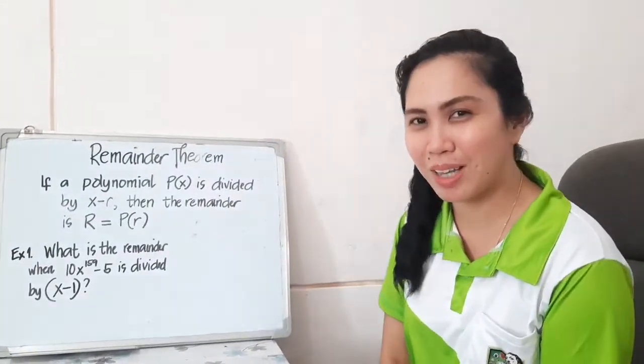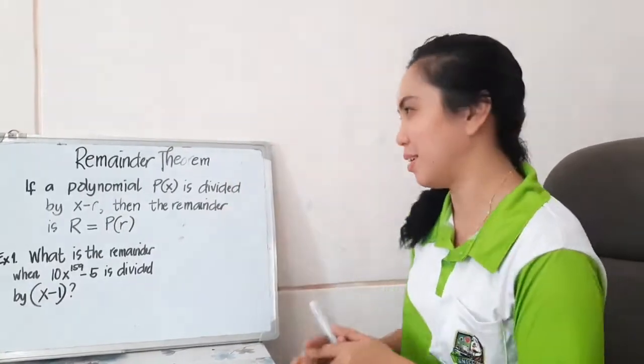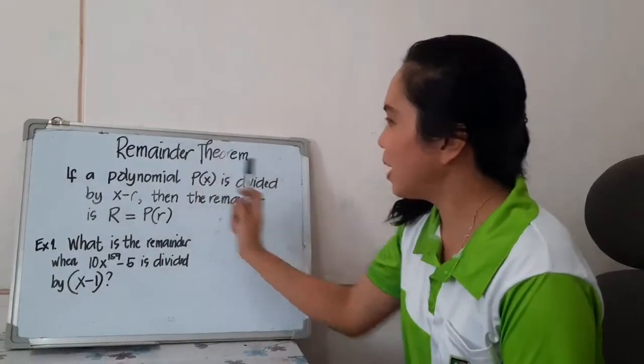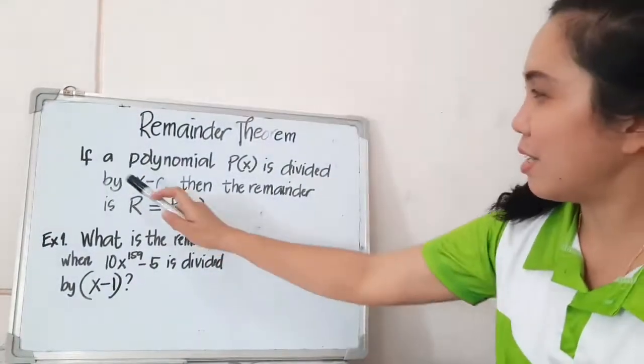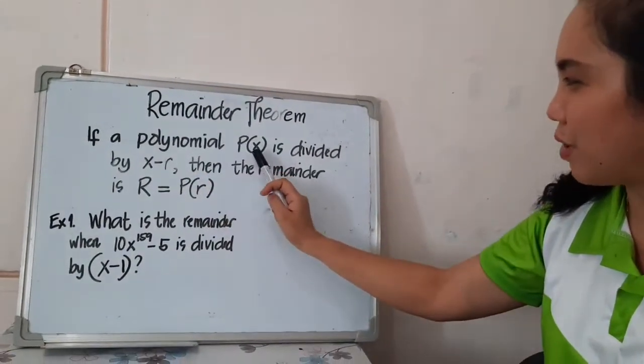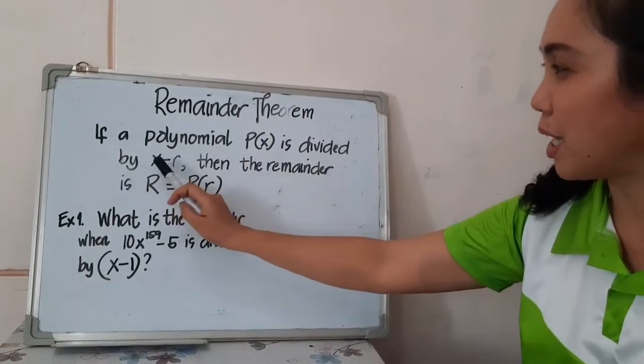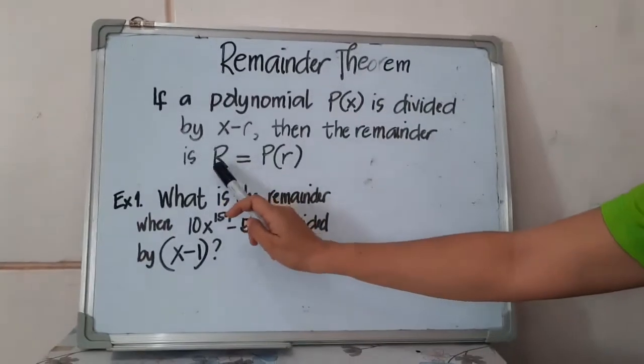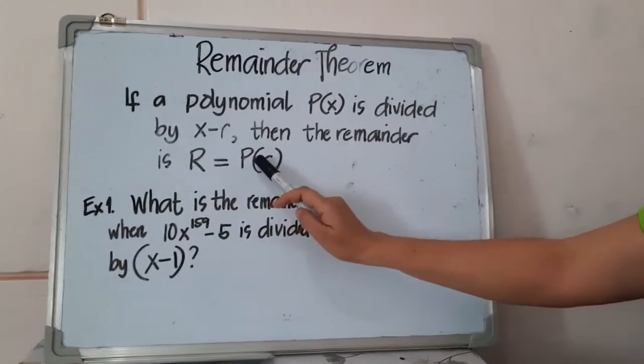Okay, so our topic will be about remainder theorem. Yes, you're very good at it. It's just a remainder. So what's a remainder theorem? A remainder theorem states if a polynomial p of x is divided by x minus r, then the remainder r is equal to p of r.